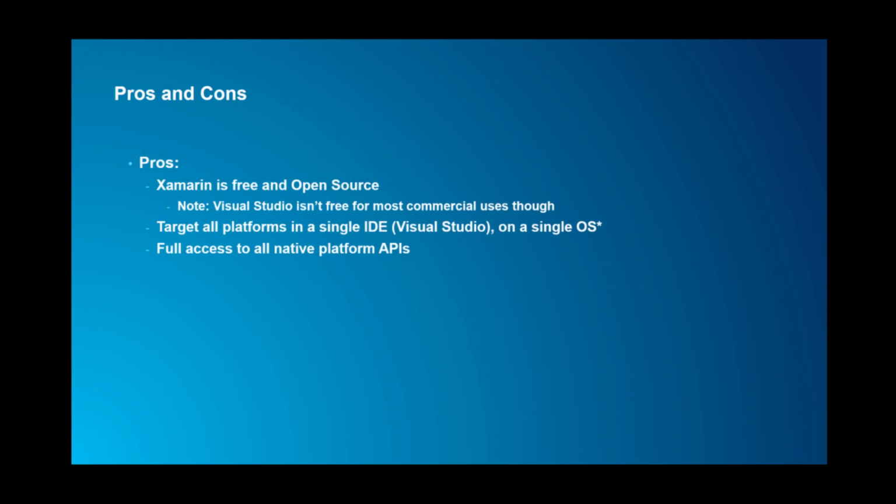Xamarin is free, which is actually really cool. It's open source even. All the source code is available. You can take Xamarin Forms and fork it and change it if you want to. Just note that it comes with Visual Studio, and Visual Studio is probably not free for most of you. There is a community edition, but for most enterprises that is not. Is that correct? That's not. You can't use that. But at least you can use it in your spare time.